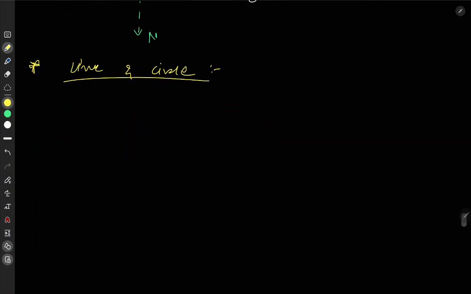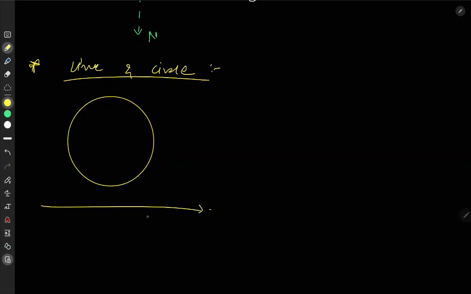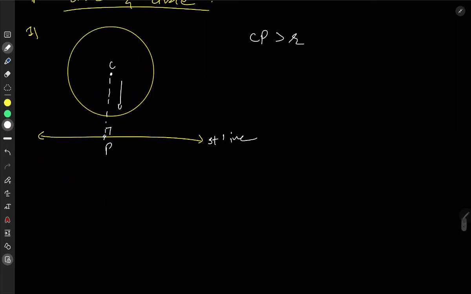First things first, this is the circle, and let this be the line. Here is our center C, and here we draw a perpendicular to the line, and let this point be P. In such a case, if it is a straight line outside the circle, then CP is greater than R in such cases. R is the radius.